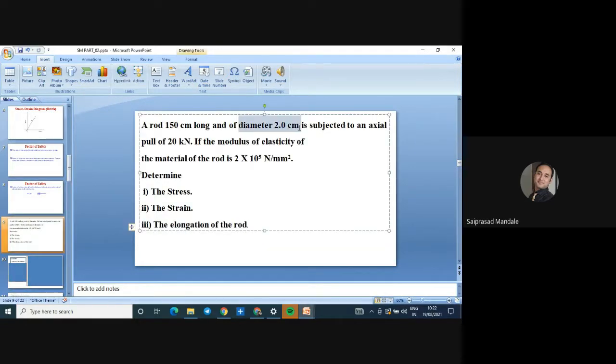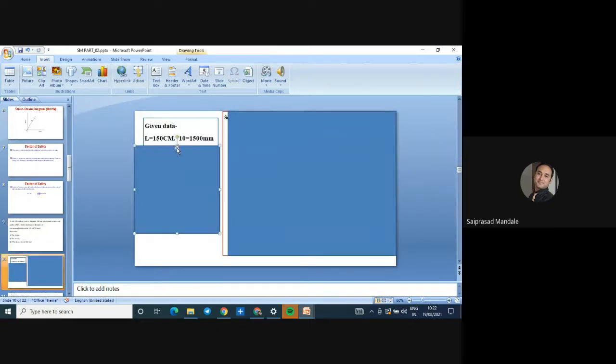Diameter of the rod means what is this? D is given to us. D is equal to 2 centimeter. 2 centimeter means how much mm? 2 into 10. So it is 20 mm.